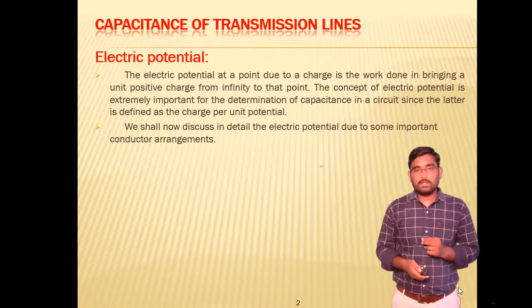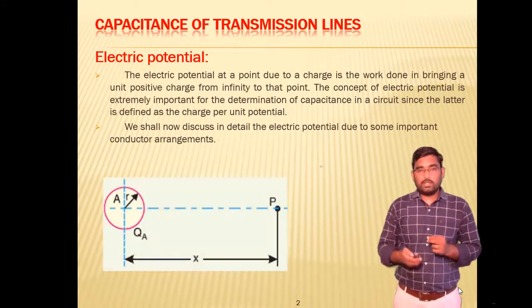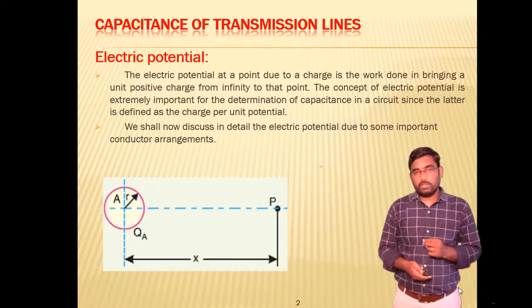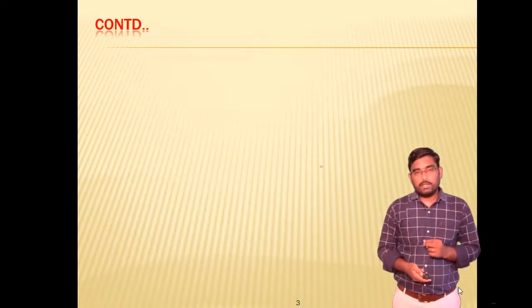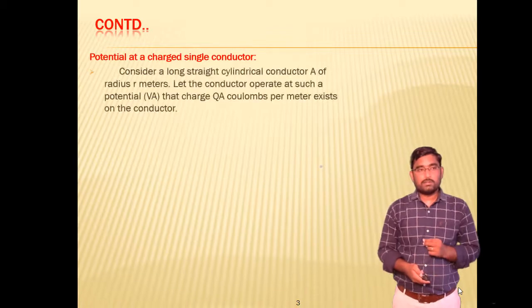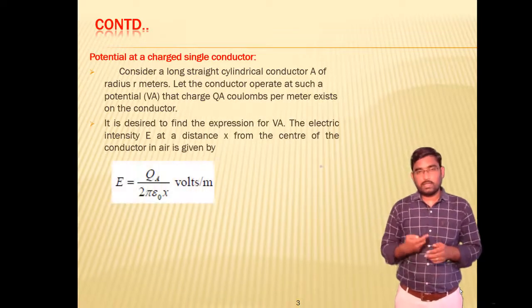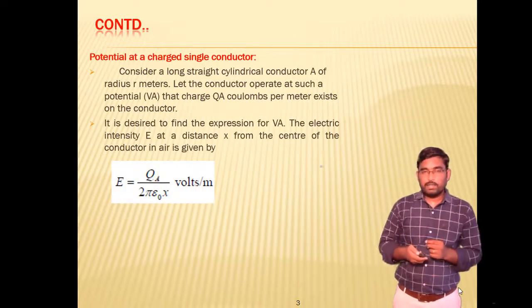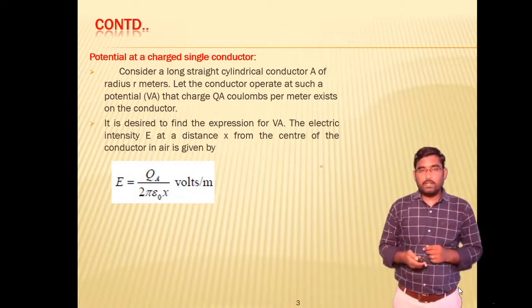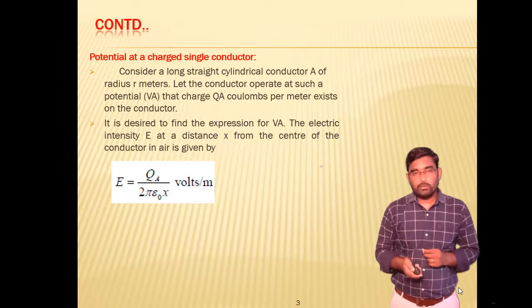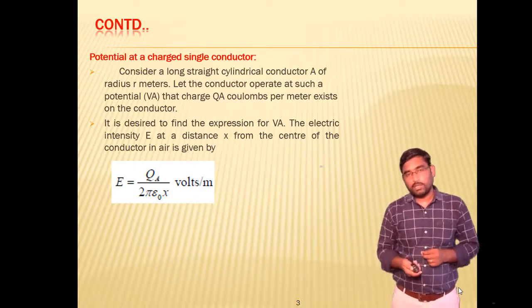Now, how to write this electrical potential? See here. Let us take a conductor of charge QA. Now, let us take a point P, which is at a distance of x meters from the center of this conductor. Now, let us write the electric field intensity at point P. The electrical field intensity at point P due to this charge QA is E equals QA by 2 pi epsilon naught x, which is in volts per meter.